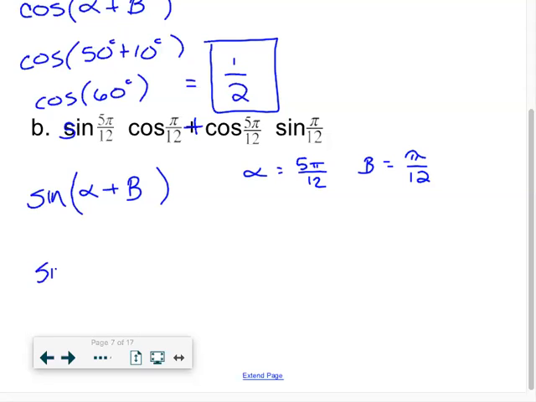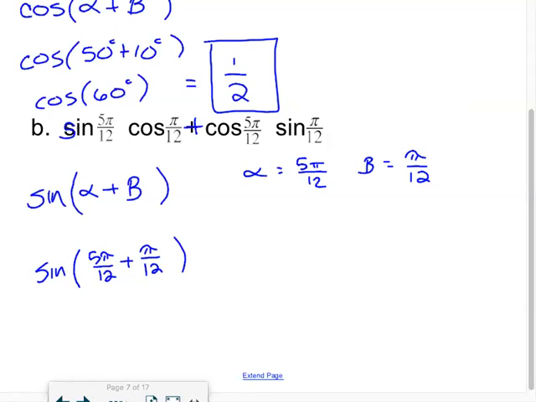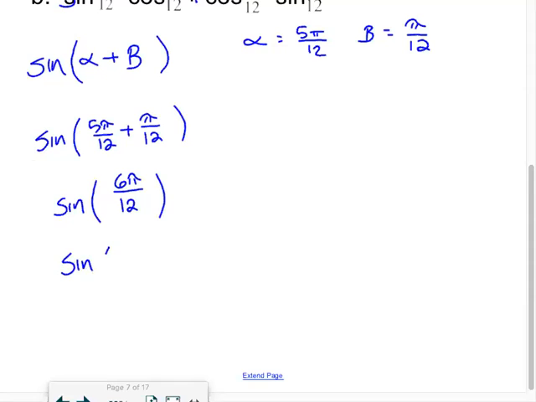So in this case, we're dealing with sine of 5 pi over 12 plus pi over 12. Combine, that gives us sine of 6 pi over 12 radians. 6 pi over 12 is really pi over 2 radians. So now we have sine of pi over 2. Pi over 2 is not a special angle, but it is a multiple of a special angle. Pi over 2 is 90 degrees. Sine of pi over 2 is 1. You can use the unit circle to help you figure that out.